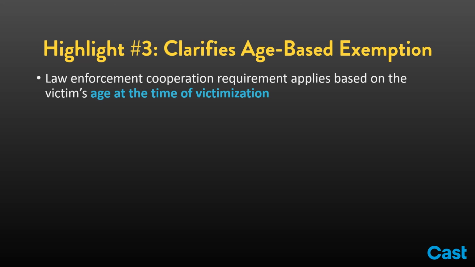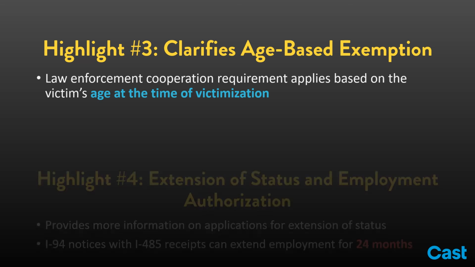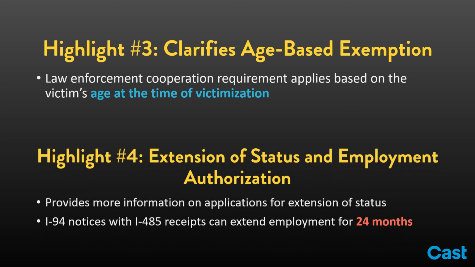Third, the policy manual now clarifies that the age-based exemption to the law enforcement cooperation requirement applies based on the victim's age at the time of victimization. This has been a long-awaited clarification for practitioners. The fourth highlight we'd like to showcase is the additional information the manual provides on extension of status for T visa holders.